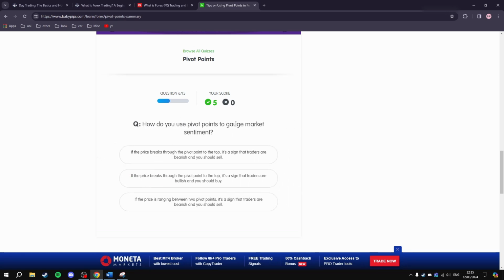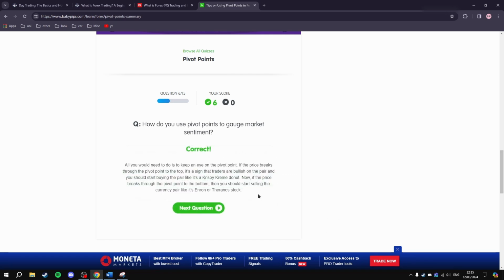How do you use pivot points to gauge market sentiment? If the price breaks through the pivot point to the top, it's a sign that traders are bearish and you should sell. If the price breaks through the pivot point to the top, it's a sign that traders are bullish and you should buy. If the price is ranging between two pivot points, it's a sign that traders are bearish and you should sell. Middle one.